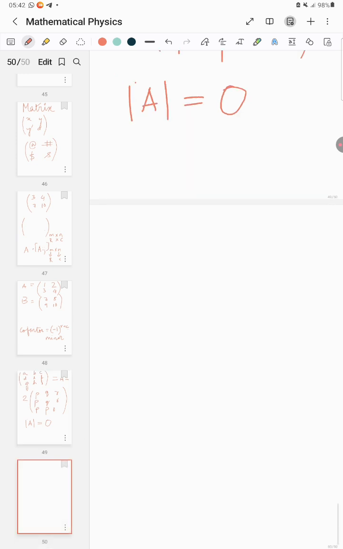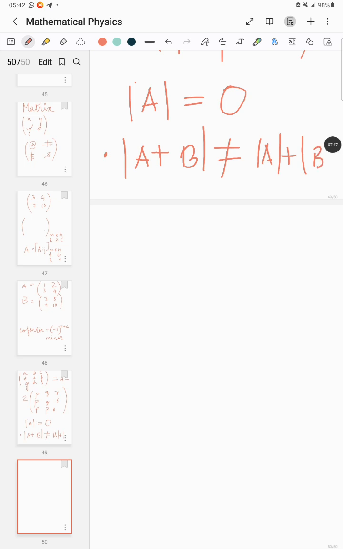Now coming to the next property of determinant, we can say that the determinant of A plus B is not equal to the determinant of A plus the determinant of B. But the next property says that the determinant of A B is equal to the determinant of A multiplied by the determinant of B.